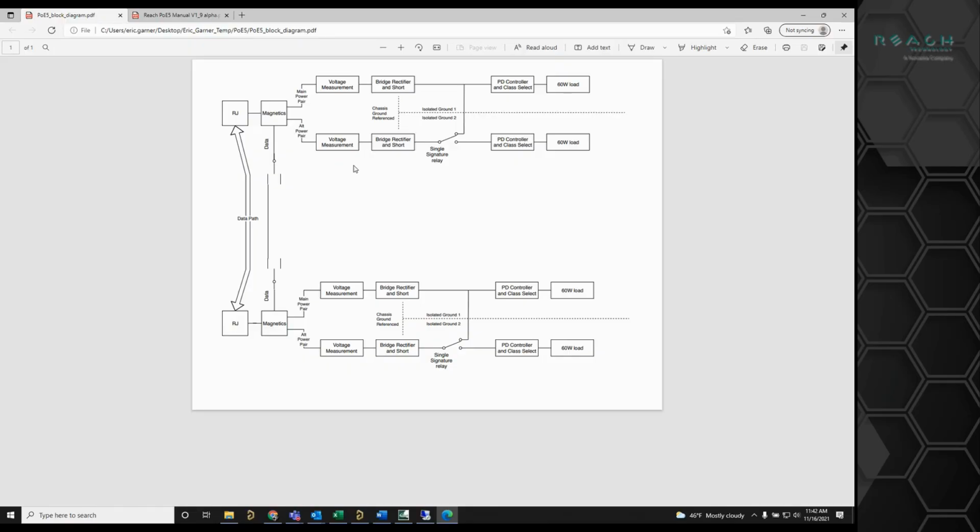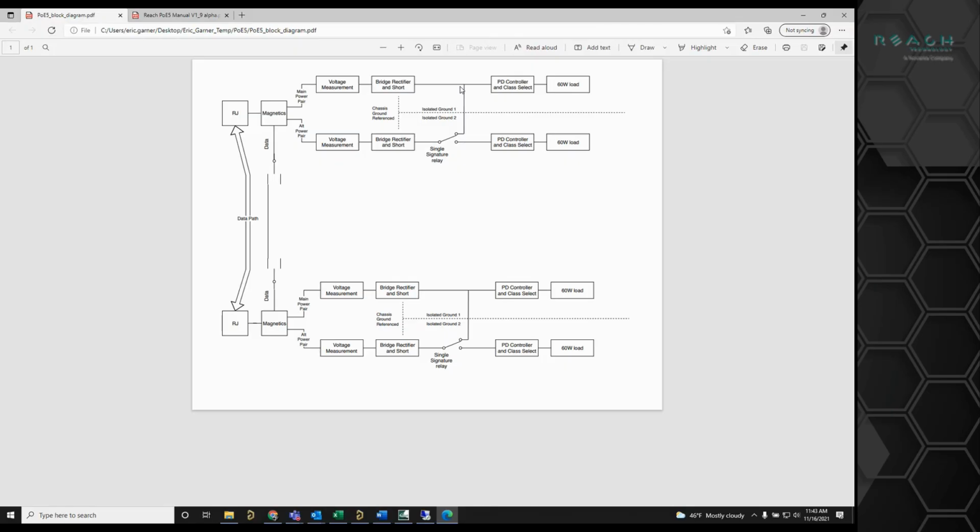I'm not sure whether or not your PSC supports that. Some do, some don't. But if it allows you to do dual signature, if you're doing BT testing or 4 power pair testing, we have a single signature relay, which allows only one PD controller internally to advertise its PoE class, and that lets you do a 4 power pair load. So technically class 5 and above are required to be 4 power pair loads.